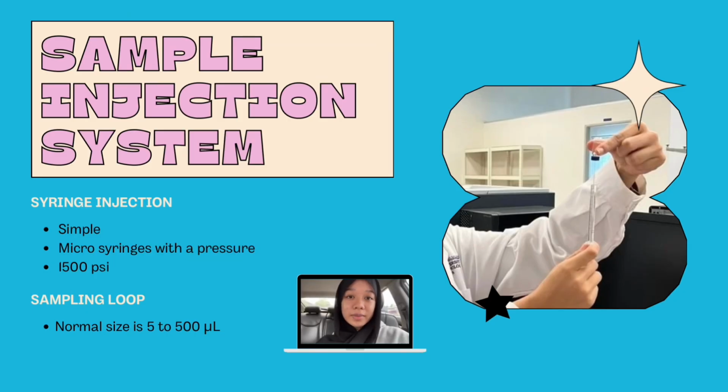Next, for the sample injection system, we use two common methods. The first is syringe injection, which is simple and uses a micro syringe that can handle high pressure up to 1500 psi. The second is the sampling loop method. It is more automated and consistent, typically handling sample volumes between 5 to 500 microliters.